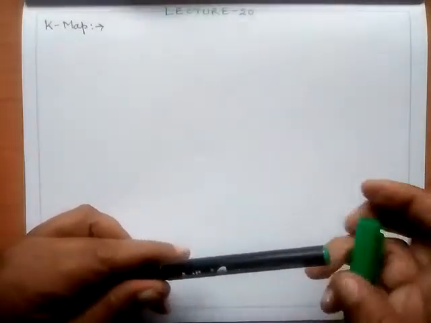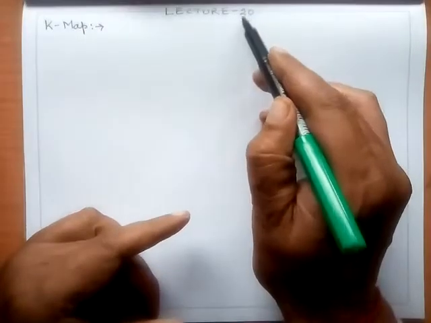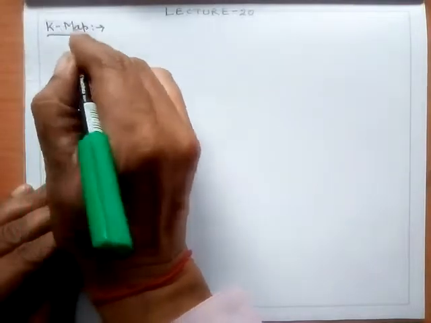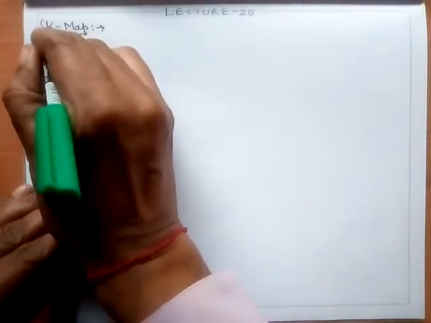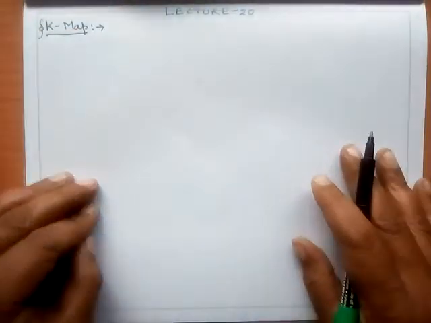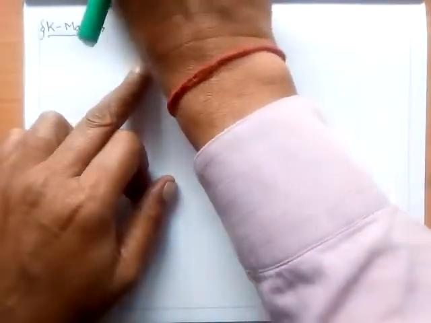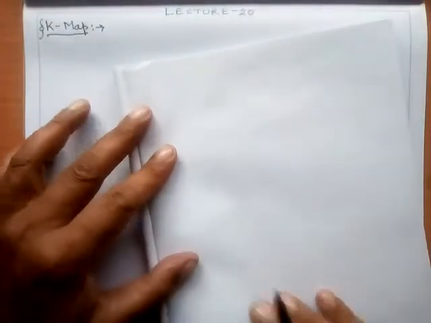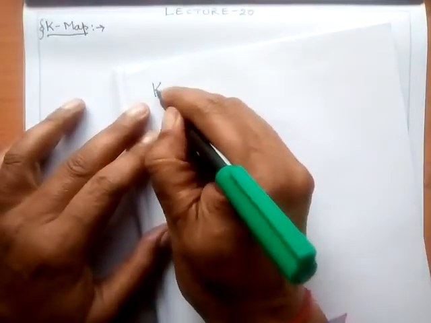So this is the 20th lecture of this course, and today we'll discuss a very important topic called K-map. Now, what do you mean by this K-map first of all, and what is it used for? When I say K-map, it is abbreviated for Karnaugh's map.